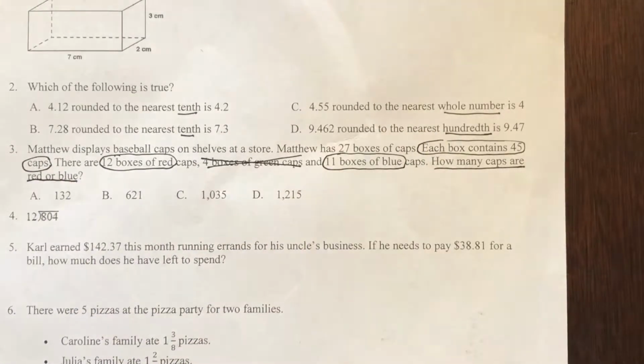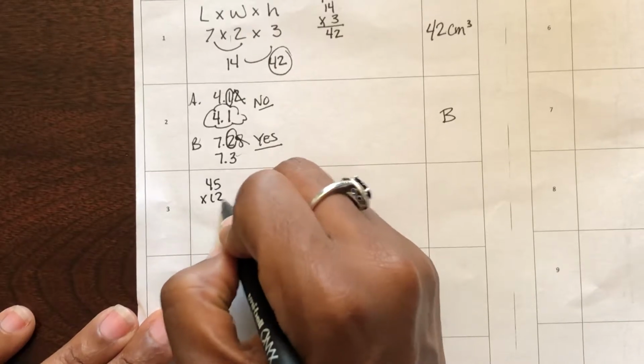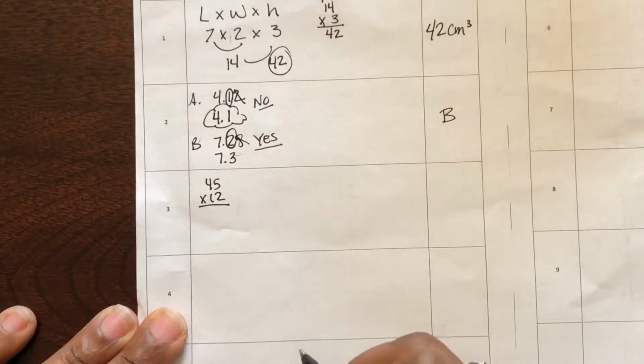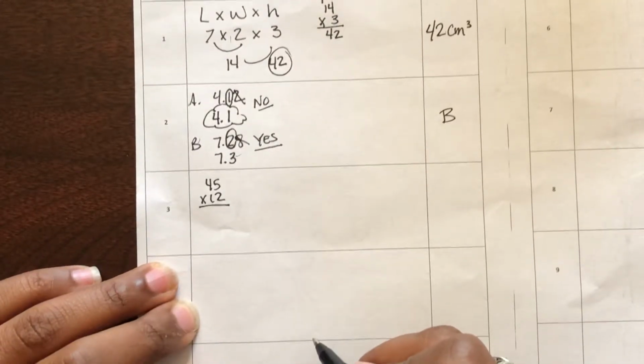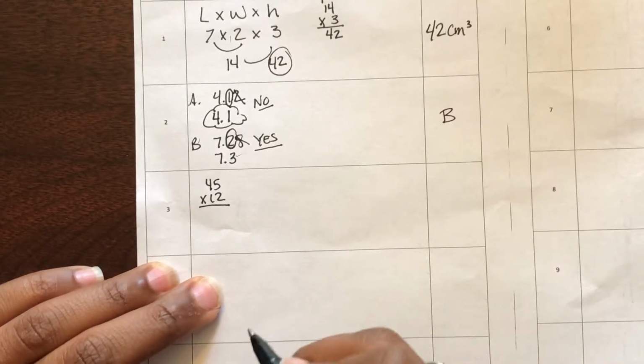So let's start by multiplying 45 times 12. I'm using the standard algorithm. I know some of you do the area model method, and that's fine. I'll do the area model for the blue caps, just so you can see both ways.